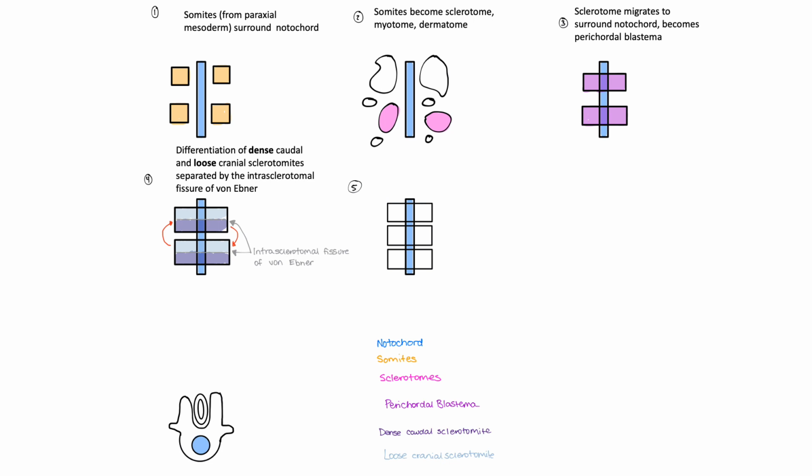So know that the intrasclerotomal fissure of von Ebner separates the dense caudal and the loose cranial sclerotomites. Okay, another important factoid is that the intrasclerotomal fissure of von Ebner is the first indication of the intervertebral disc location. So that is typically a fill-in-the-blank question. So it will be simple. What is the first indication of the intervertebral disc location? And that's going to be this entire word salad. So the intrasclerotomal fissure of von Ebner. Spelling counts, so know that now.